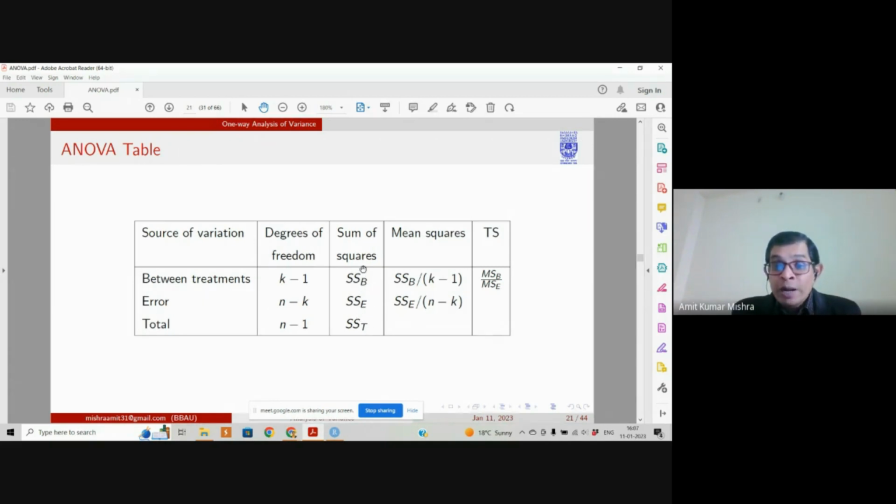Now if you divide each sum of squares by its degrees of freedom, that is called mean square. Similarly, SSE upon n minus k is the mean sum of squares due to error. So these are the two estimators. Now you take the ratio of these two estimators, which is MSB upon MSE. This will be your test statistic. If it is larger than the critical value, you reject the null hypothesis, otherwise not. So this is the final output. We always write down the output of analysis of variance in this manner.